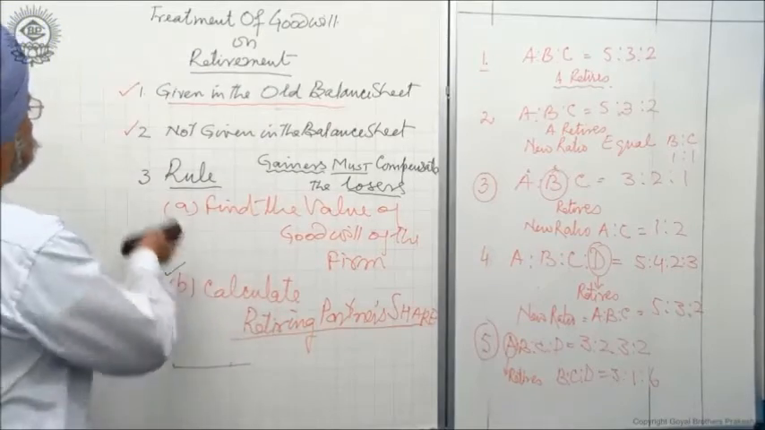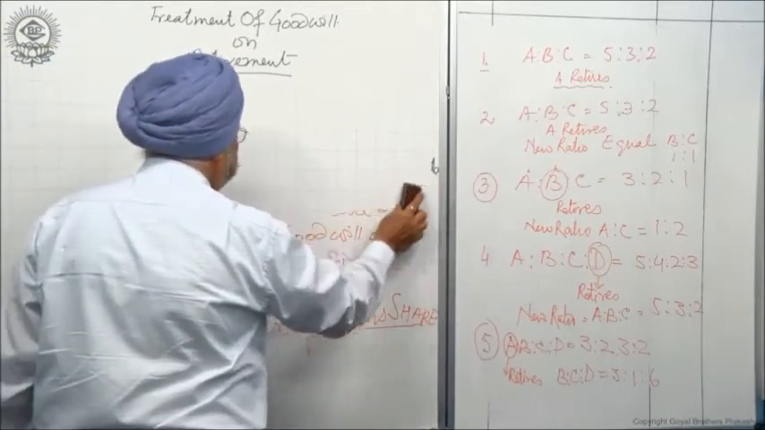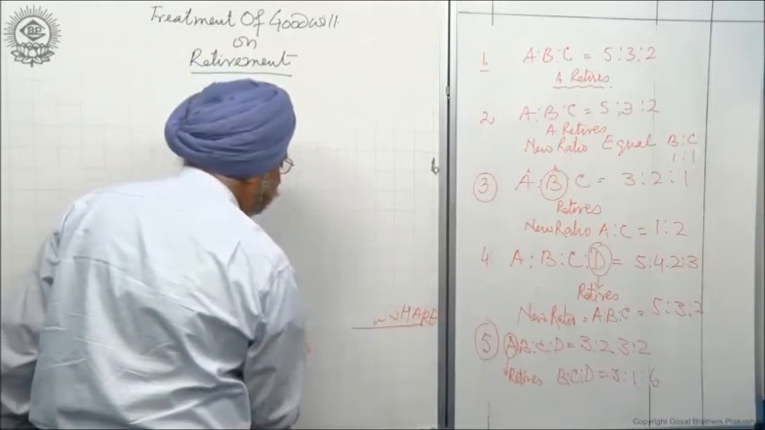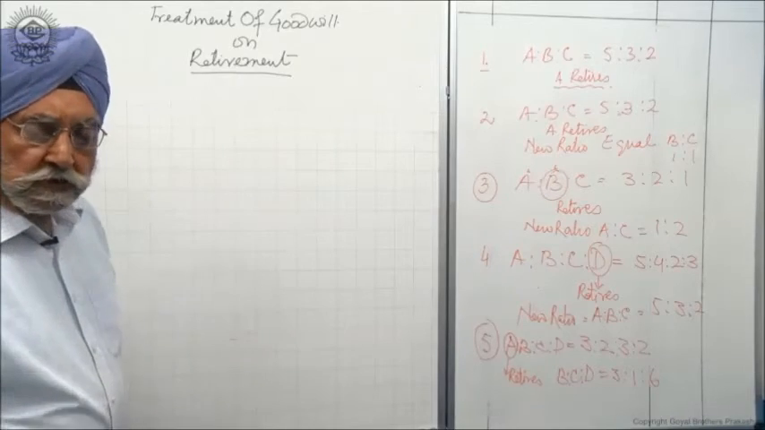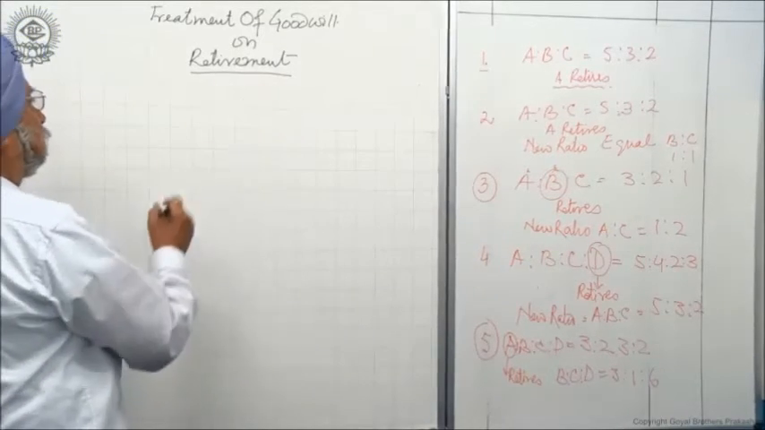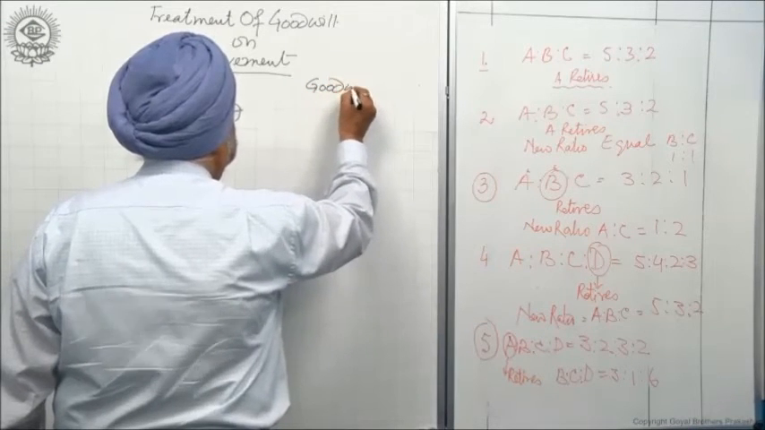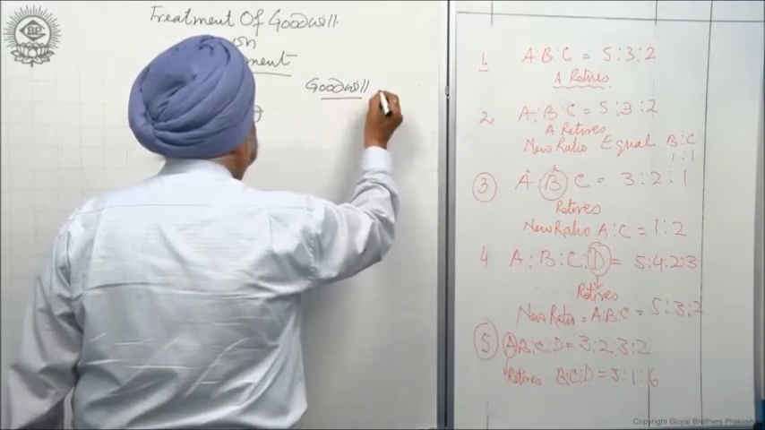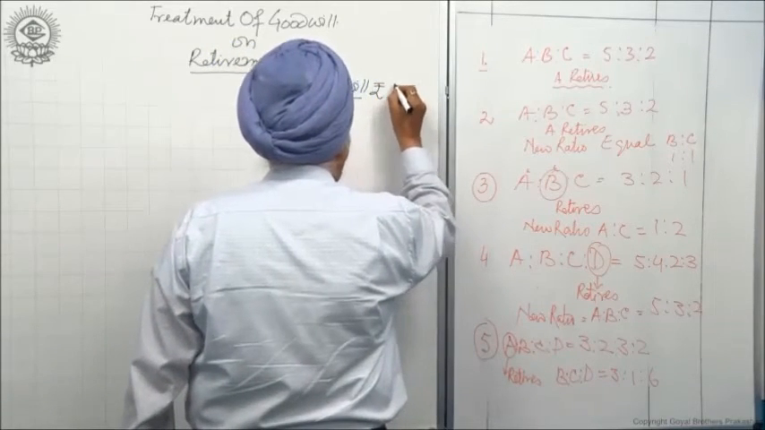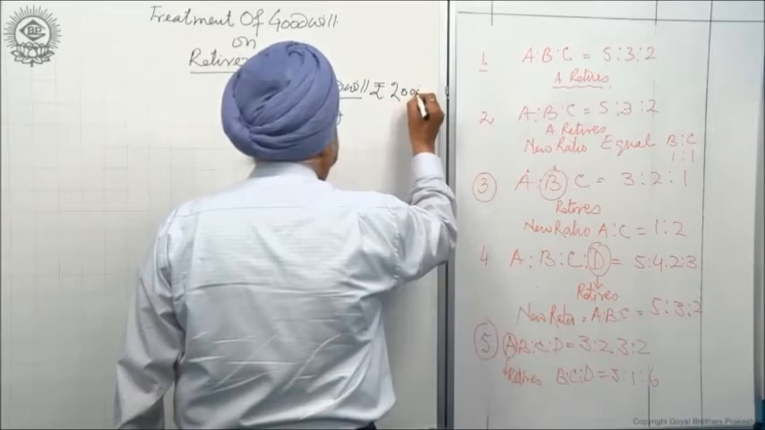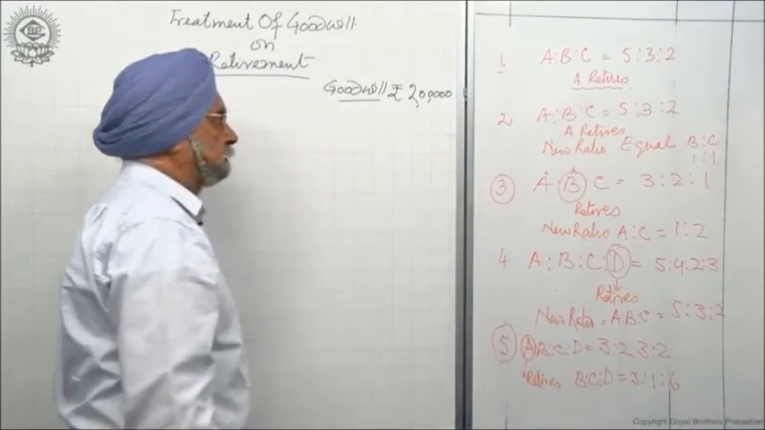How are we going to treat these cases? I am going to explain with the help of examples. You will be given the goodwill of the firm. I take case number 1. The goodwill of the firm is, say, rupees 2 lakhs. Goodwill of the firm is rupees 2 lakhs.